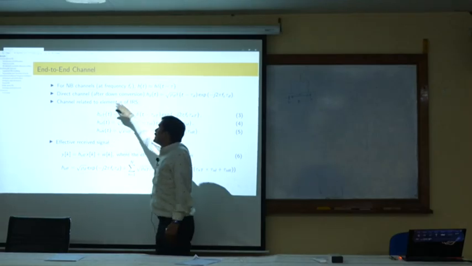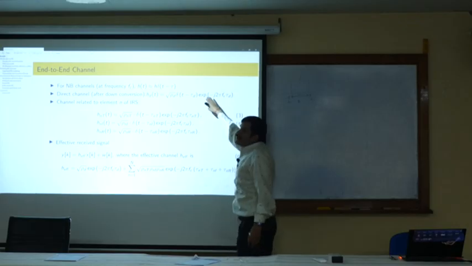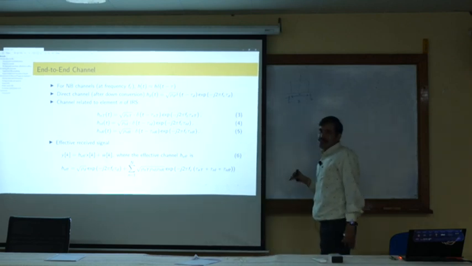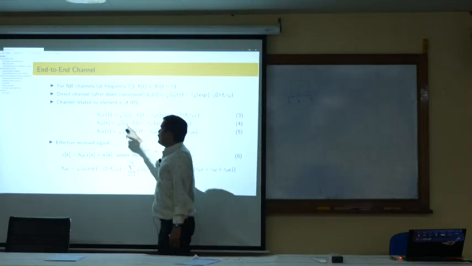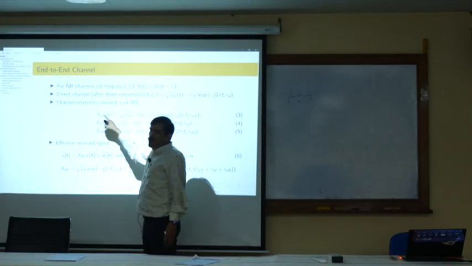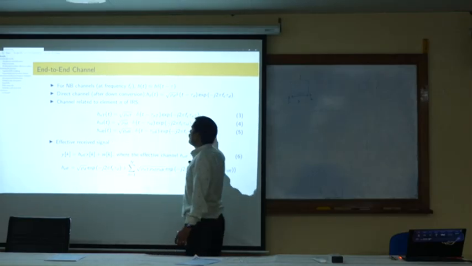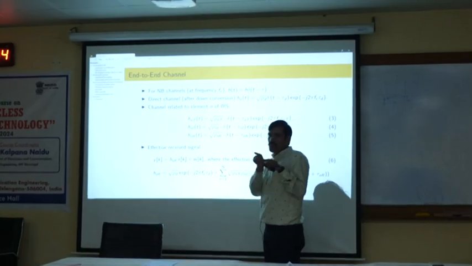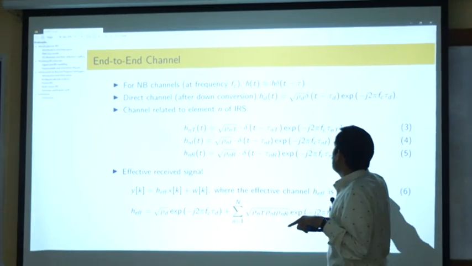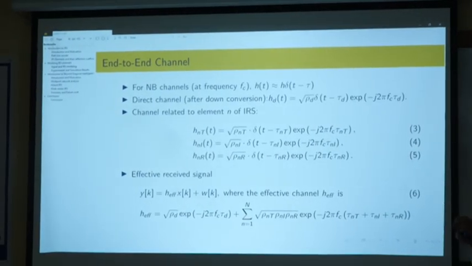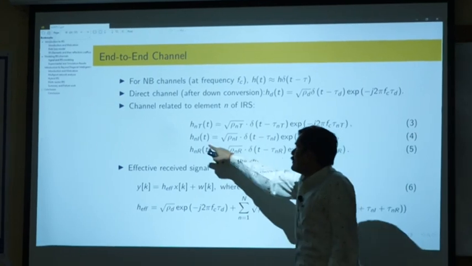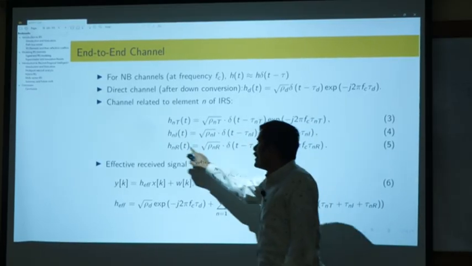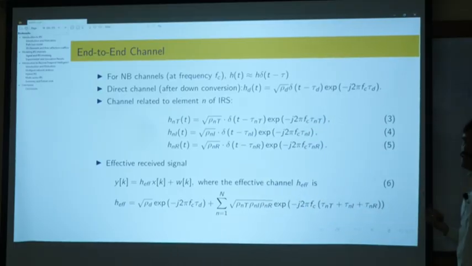Now we talk about the direct channel. After the down-conversion, it will have multiplication by this factor, e to the power minus j 2 pi fc tau d. What is tau d? It is the direct delay between transmitter and receiver. Similarly, we can write the channel between the nth element of the IRS and the transmitter like this, where this is the attenuation factor, this is the delay to reach from here to here, and this is the phase shift from the down-conversion from frequency fc to baseband. Similarly, we can write it for the IRS, each element will have this kind of factor. Similarly, we can write for the channel between the receiver and the nth element like this.